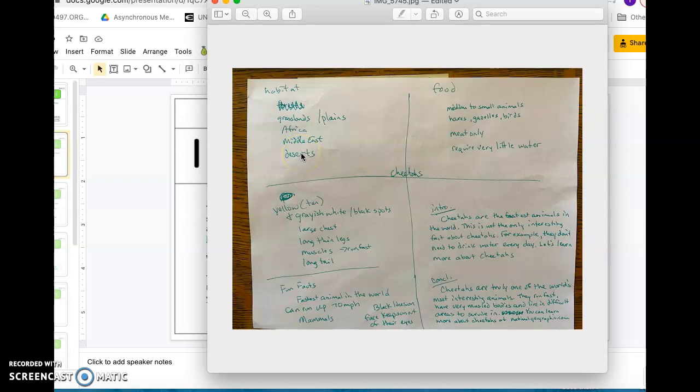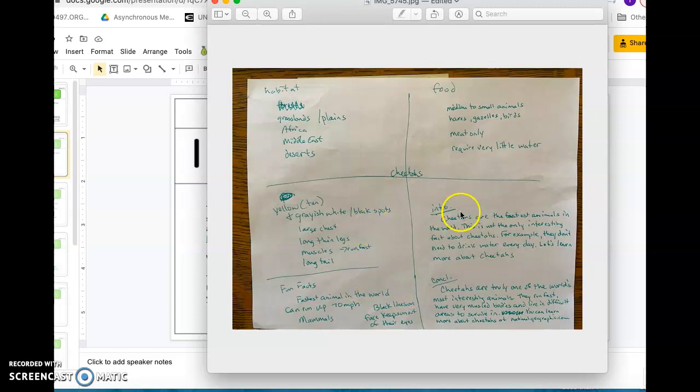So what I would begin doing is taking these notes and turning them into paragraphs. So I'm going to have 1 paragraph about habitat, 1 paragraph about food that cheetahs eat, and a paragraph about their appearance. Oh, and then look, I listed some fun facts. So I might turn those into a paragraph, or I might have them just off on the side in a little box on my paper.